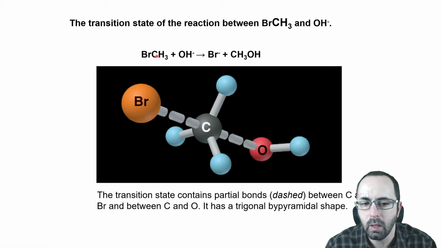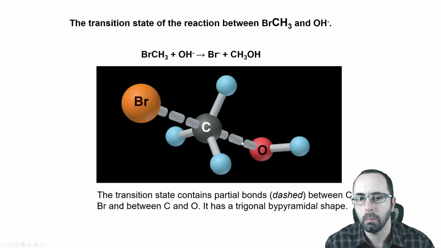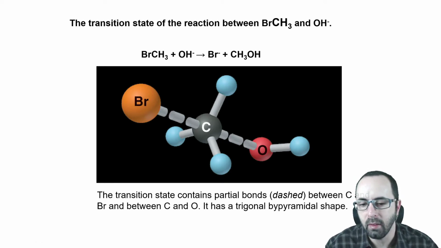This bond between the bromine and the carbon is halfway broken, and it's going to break. This bond between this oxygen and carbon is halfway made, and it's going to form. And so right now we're at this transition state, and this is what a transition state looks like.